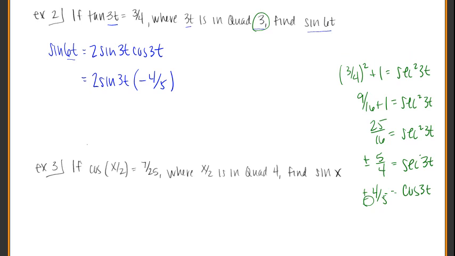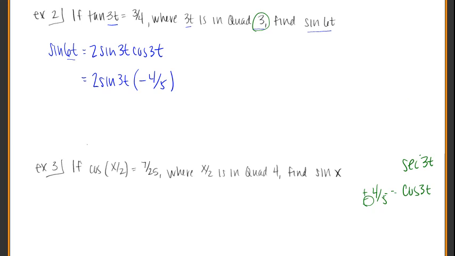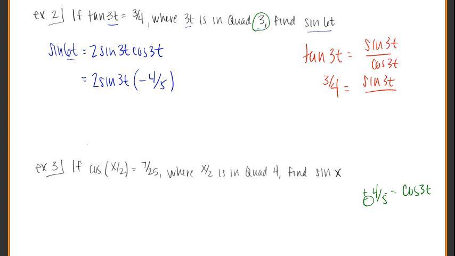Let's do some more side work. We have additional stuff. Okay, because if I know tangent, and now I know cosine, can I get sine if I know tangent and cosine? And I can do all of this without actually having to have a special identity, because we know that tangent of 3t is sine of 3t over cosine of 3t. Well, tangent of 3t is 3/4. Cosine of 3t is negative 4/5.